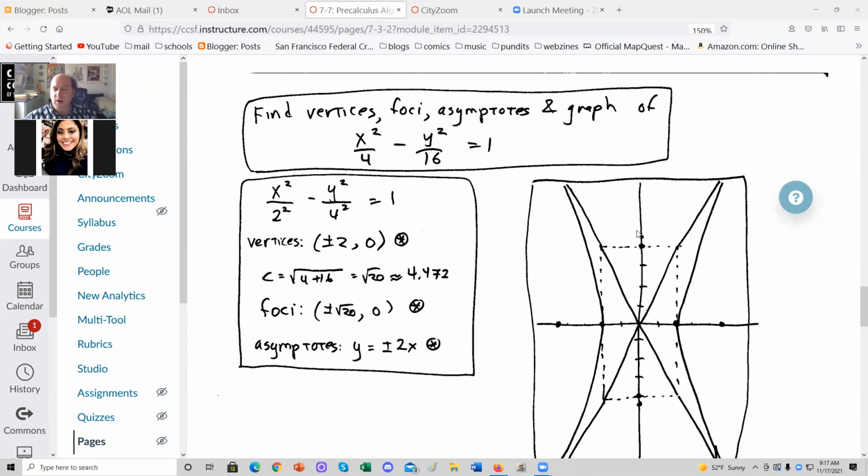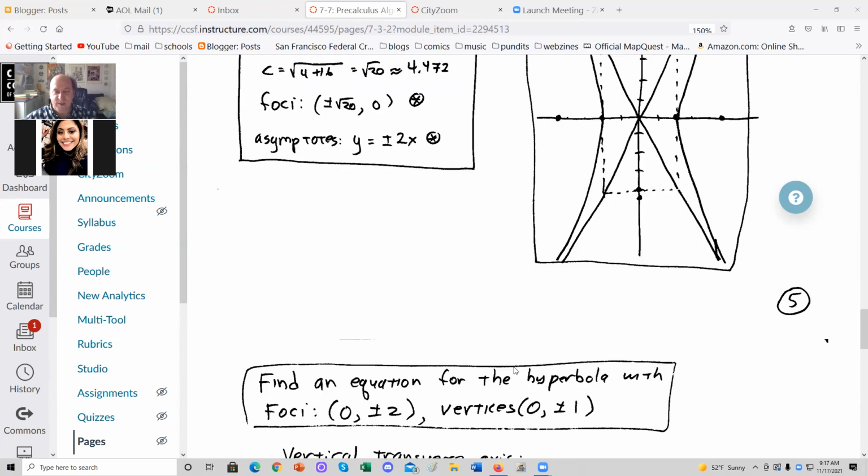The foci are where c is root 4 plus 16. That's root 20, about 4.472. So the foci are at plus or minus root 20. Actually, oops, plus or minus 0 by root 20. Sorry, my mistake. They're here and here. Ignore these. Plus or minus root 20 here and here.